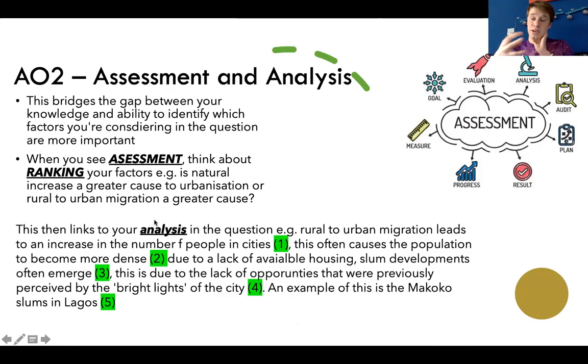So here we go. Let's say I've debated that rural to urban migration is stronger than natural increase. So here we go. It leads to an increase in the number of people in cities. That's my first bit. This often causes the population to become more dense. It's led to that, number 2. Due to a lack of available housing, slum developments often emerge, level 3. This is due to the lack of opportunities that were previously perceived by the bright lights of the city, level 4. An example of this is the Makoko slum in Lagos, point 5.